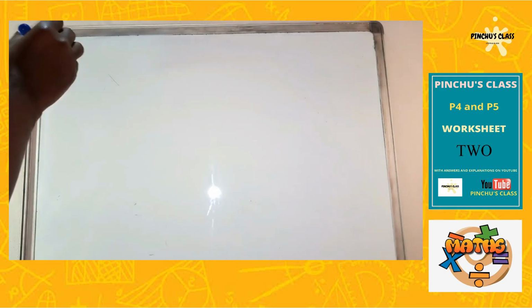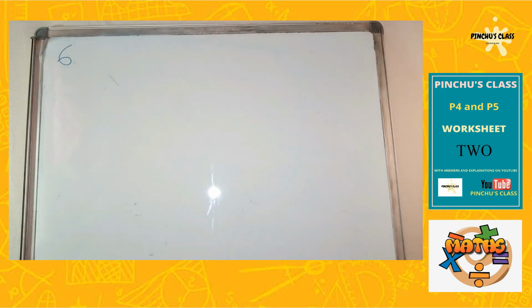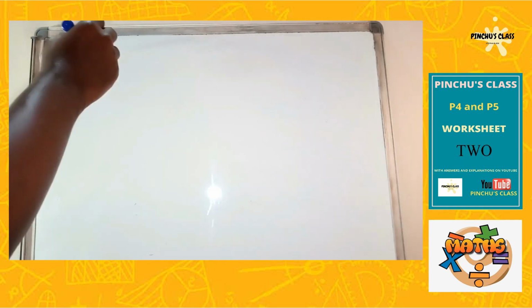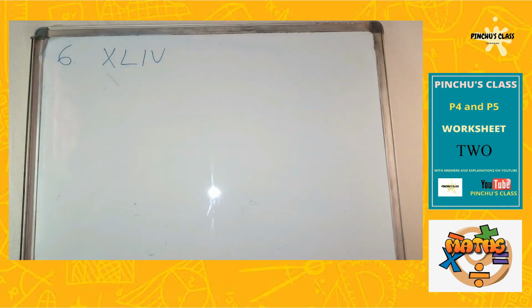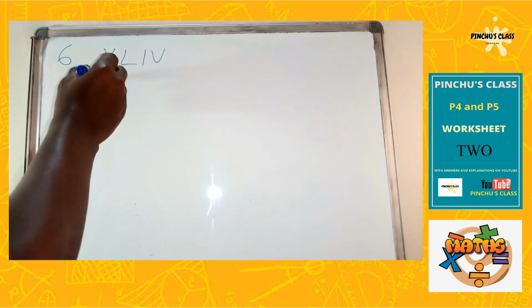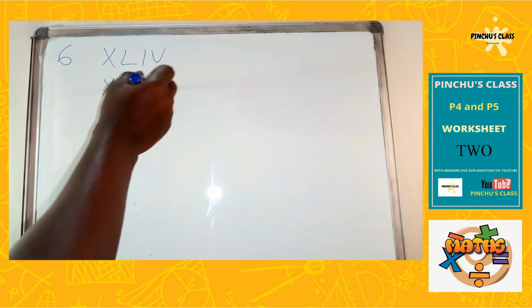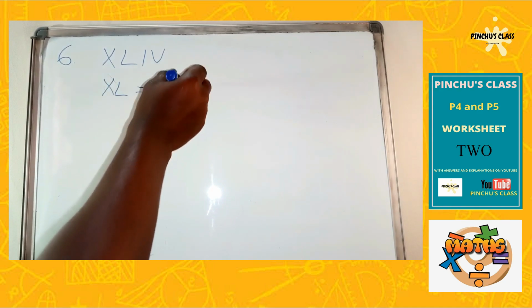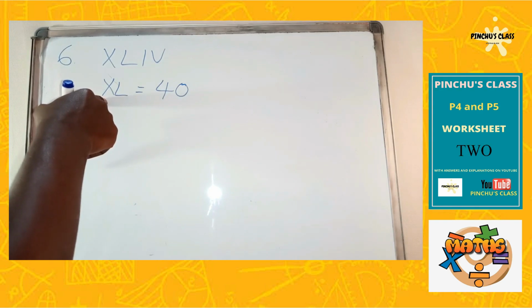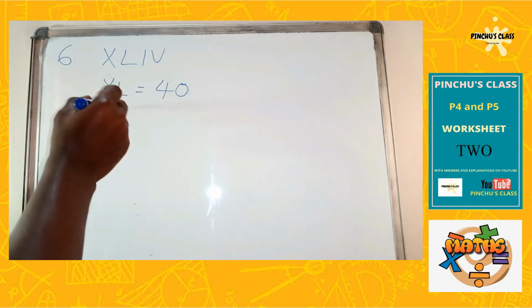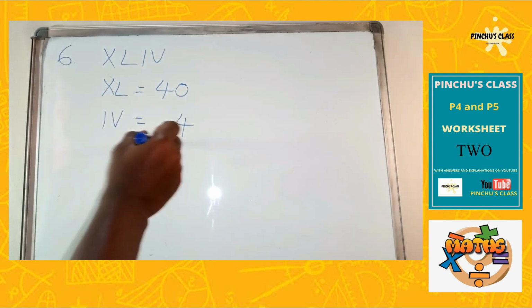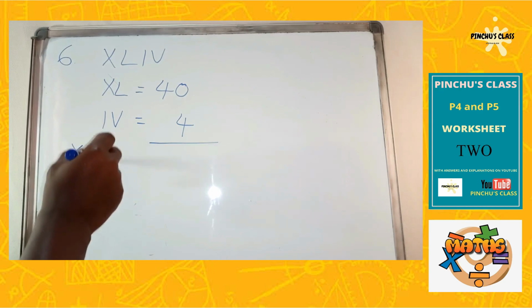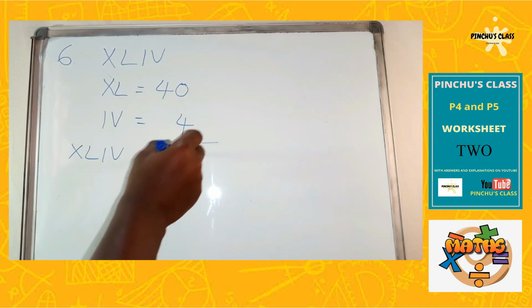Let's go to number 6. For number 6, we are supposed to change this Roman numeral to Hindu Arabic. When you see this Roman numeral, we have this XL. XL is the same as 40. You can see that this is 50, this is 10. So when you subtract, you get 40. Then IV is the same as 4. That means XLIV is going to be 44.